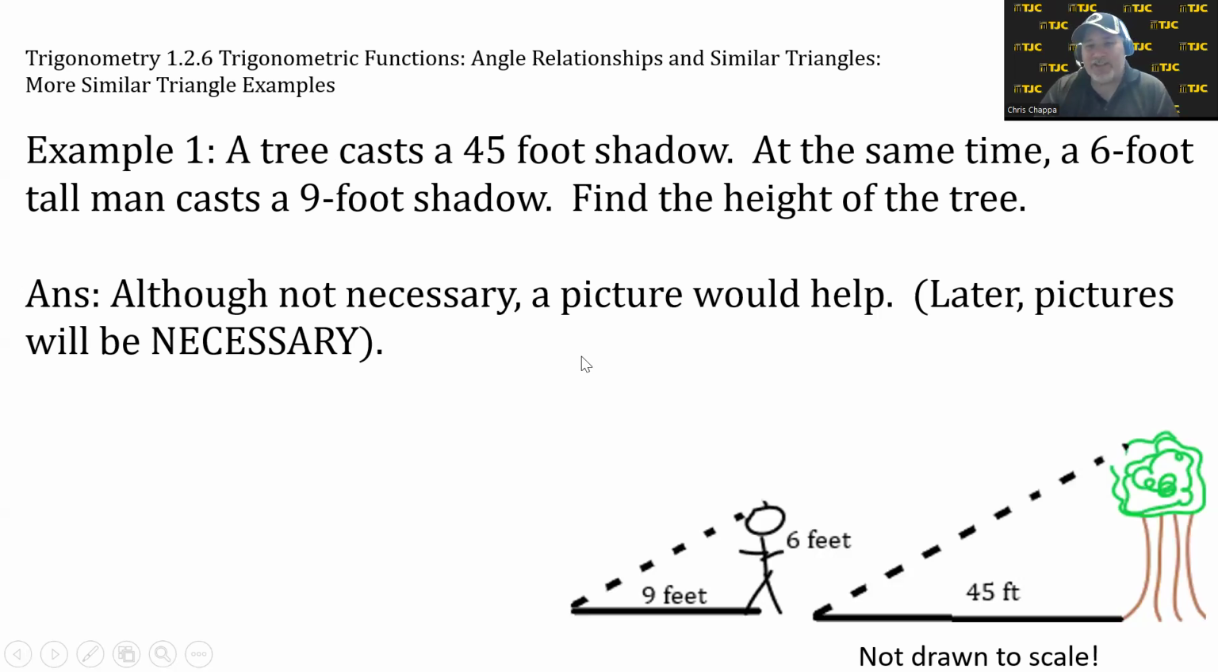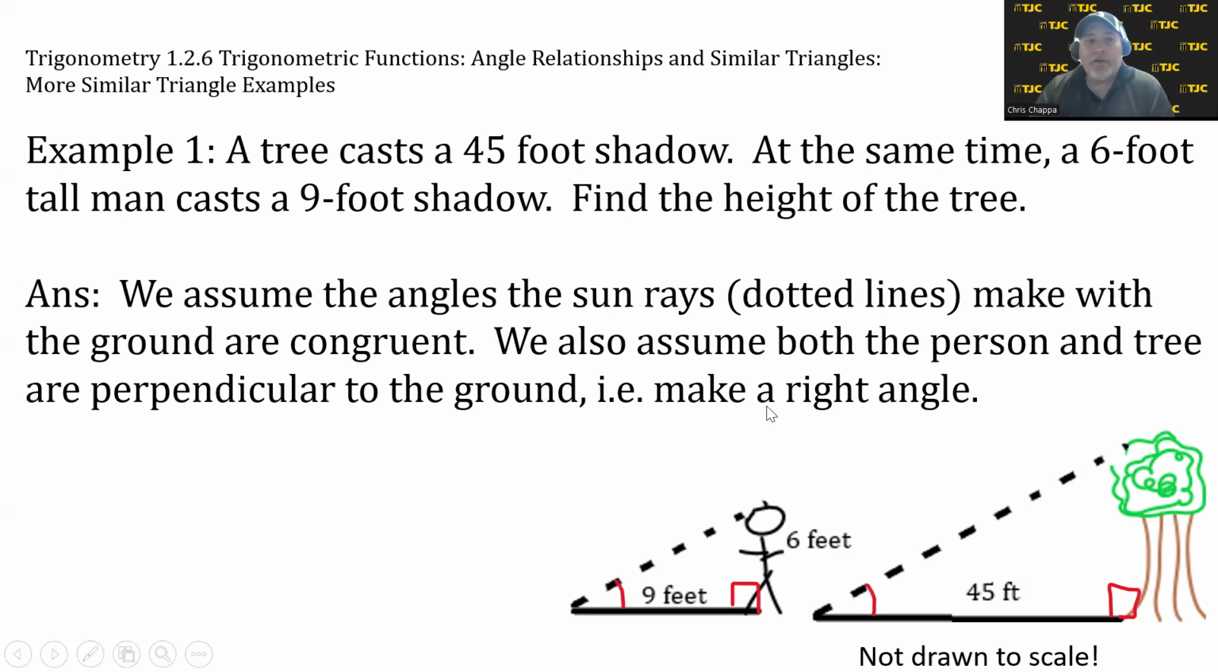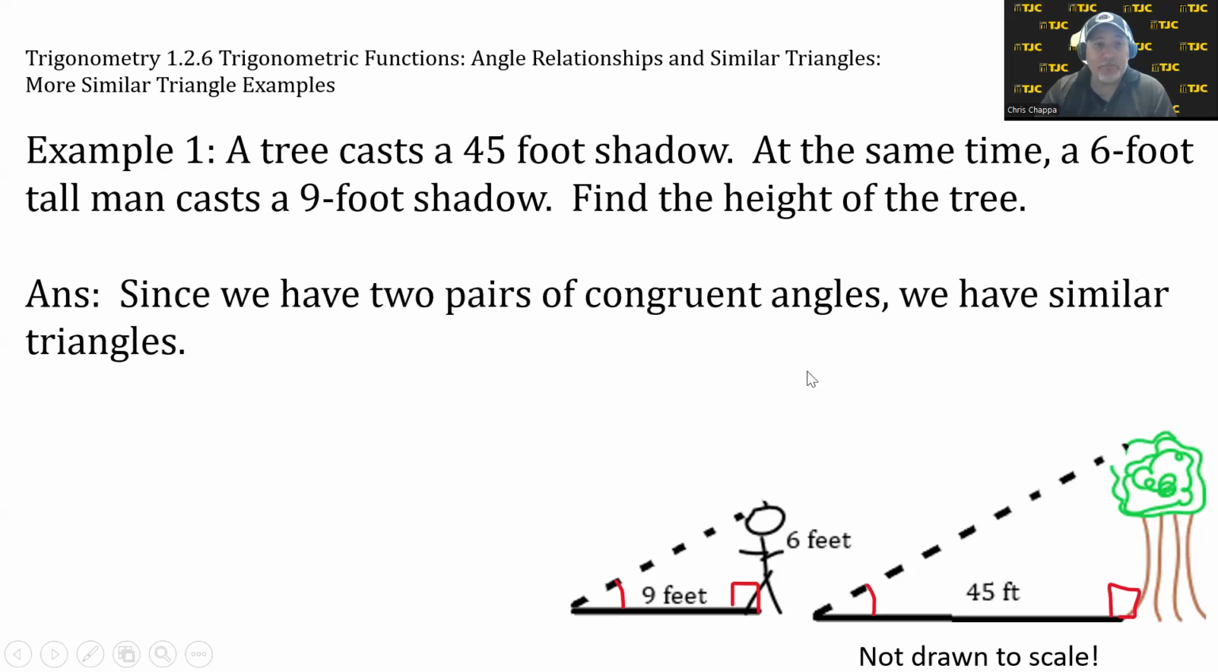We have a 6-foot man casting a 9-foot shadow, and notice I have the sun rays going from his head to the base of the shadow, and we have a tree casting a 45-foot shadow, not drawn to scale. Now we assume the angles the sun rays, the dotted lines, make with the ground are congruent. This is why it says at the same time. We also assume both the person and the tree are perpendicular to the ground. In other words, make a right angle. So we're assuming two congruent angles. Since we have two pairs of congruent angles, we have similar triangles. That's one of the criteria for similar triangles.